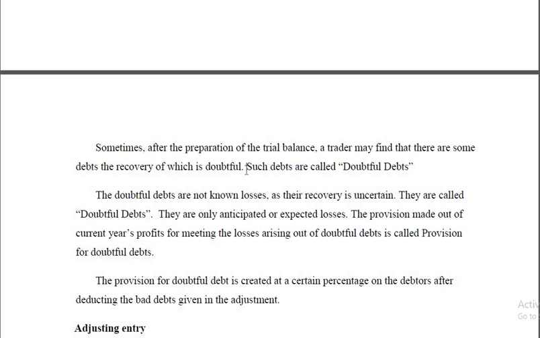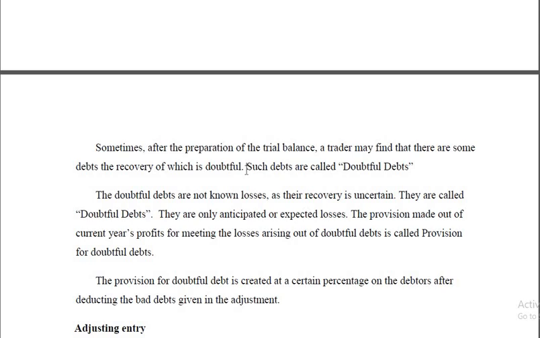The provision made out of current year profits for meeting the losses arising out of doubtful debts is called provision for doubtful debts. So, on the date of balance sheet, there might be part of debtors, the recovery of which is not certain in future. You cannot simply ignore that. It's relating to current year debtors, though it may not be recovered in future.